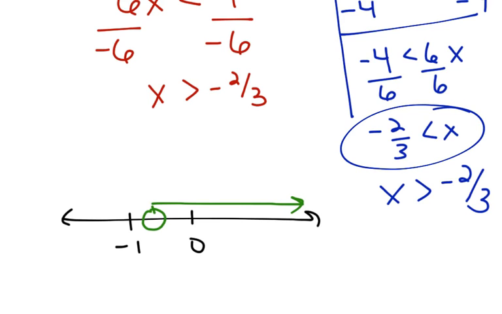In interval notation, the answer would be parentheses negative 2/3, comma, infinity. Remember that open circles are always parentheses, closed circles are always brackets. Infinity will always have a parentheses.